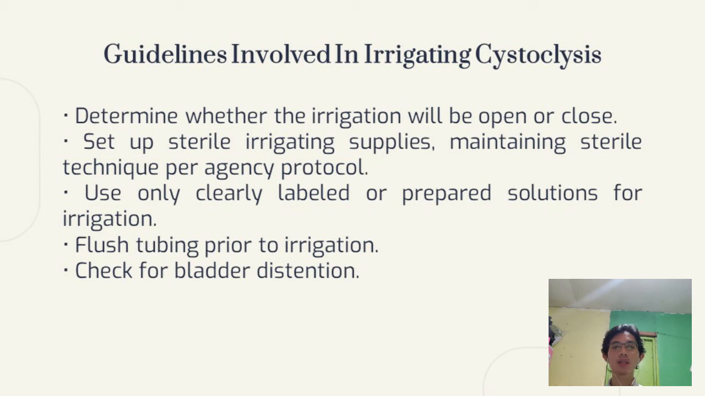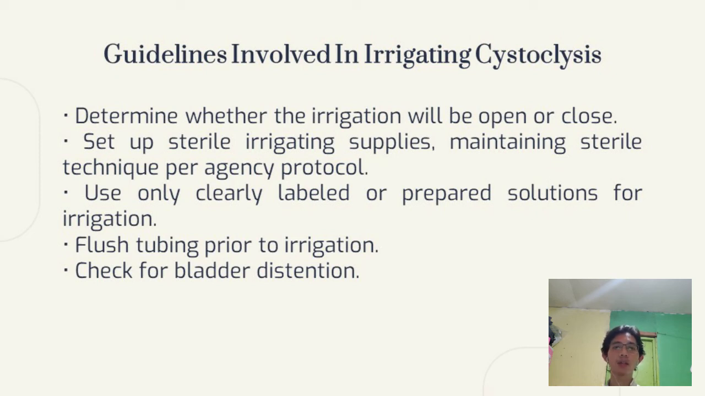Next is to set up sterile irrigating supplies, maintaining sterile technique per agency protocol. It is important to maintain the sterility of equipment. Insertion and maintenance of a three-way Foley catheter patency involves a closed drainage system and sterile technique. Sterility and patency of the CBI system is maintained to avoid infection and occlusions.